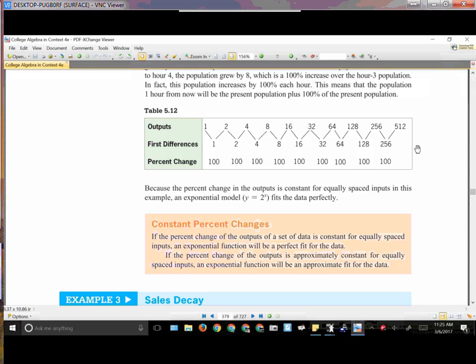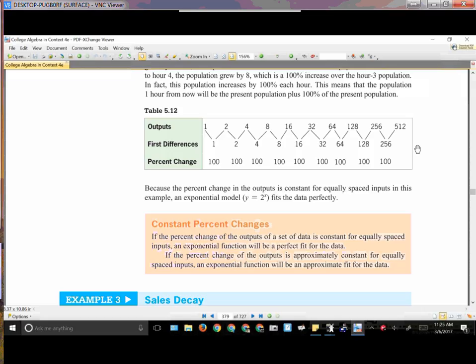From 1 to 2, it's going up 100%. 2 to 4, going up 100%. 4 to 8, going up 100%. So if this pattern is there, an exponential function is going to work rather well. Now, you'll also notice that there's another way of looking at this. When you look at this, the outputs are doubling, right? 1, 2, 4, 8, 16. Sometimes it's easier to see it that way.